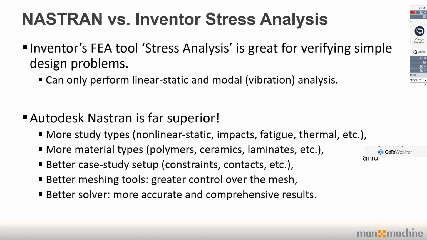Whereas Nastran's far superior. You've got more study types, so you can do nonlinear and impacts and fatigue. We'll go into those shortly. More material types, so you can deal with polymers and ceramics. So you're not just limited to metals. And this is really, really important because so many products out there are plastic, and plastics behave entirely differently.